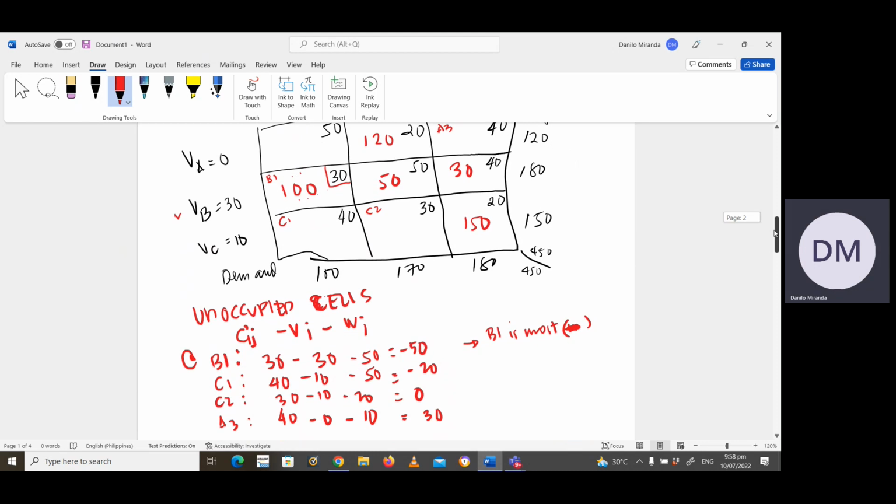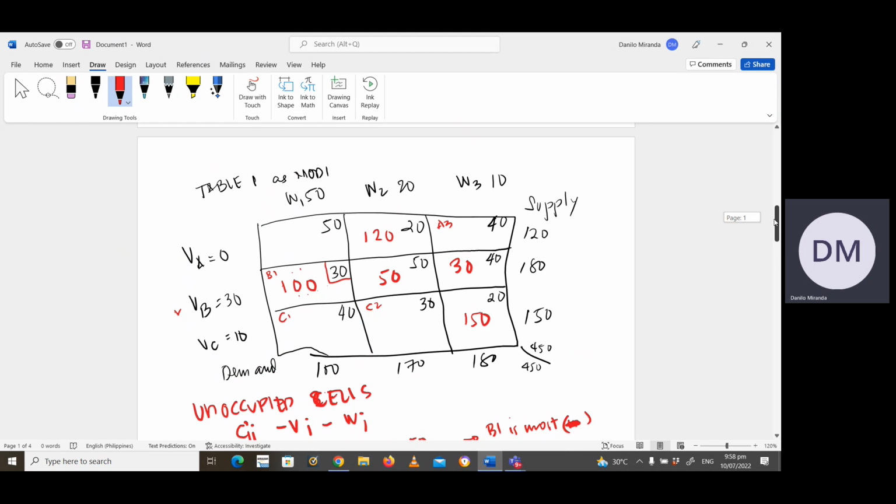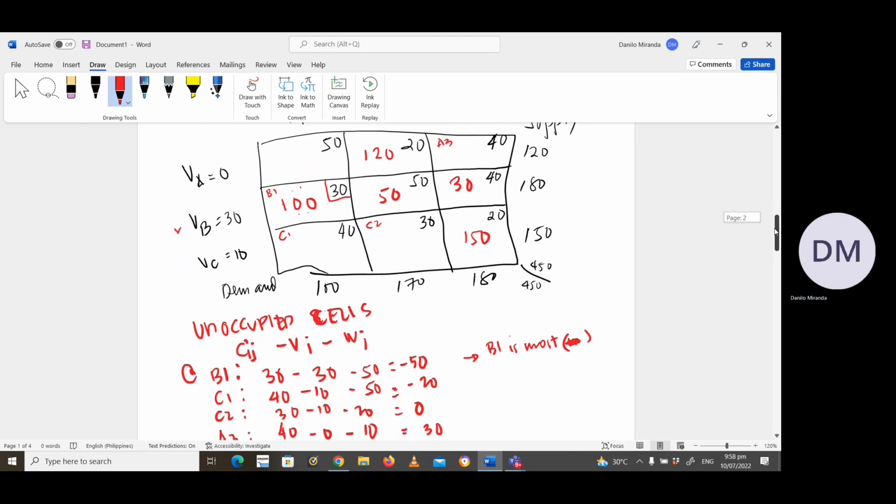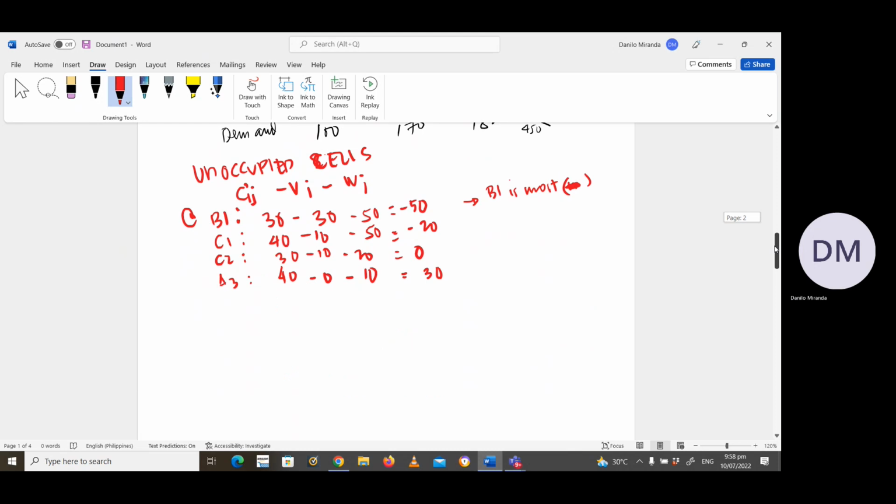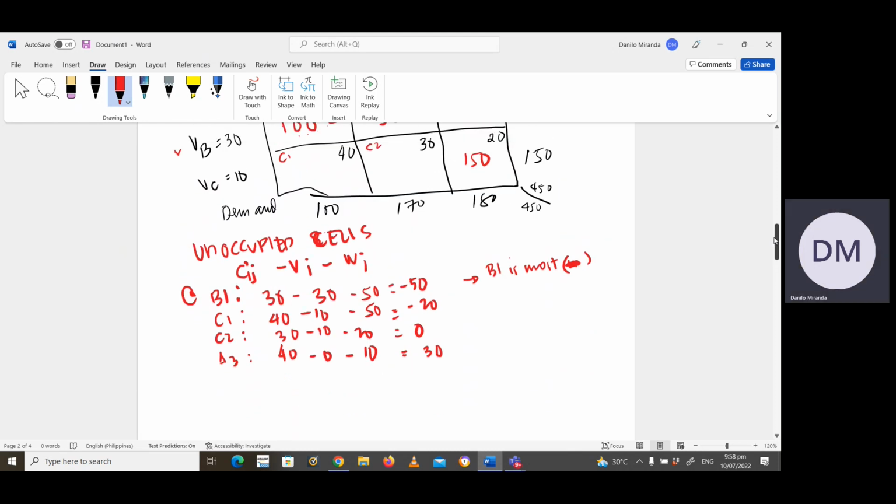Kung siya ay yung occupied, no? Okay. So, hindi tayo, ni-improve natin kasi may negative pa siya. That's why, lagyan natin. That is why 100, which is less negative, compare to 150. So, B1 ilalagay. Okay.